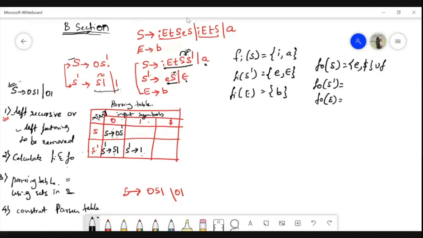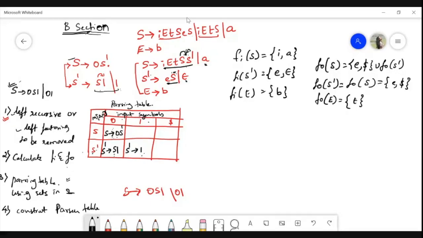So follow set of S dash, this is not yet completed. What is follow set of S dash? It is follow of S. So it is recursive, right? So we get only E and dollar in both the places. What is follow of E? Follow of E is T, ma'am. Yes.